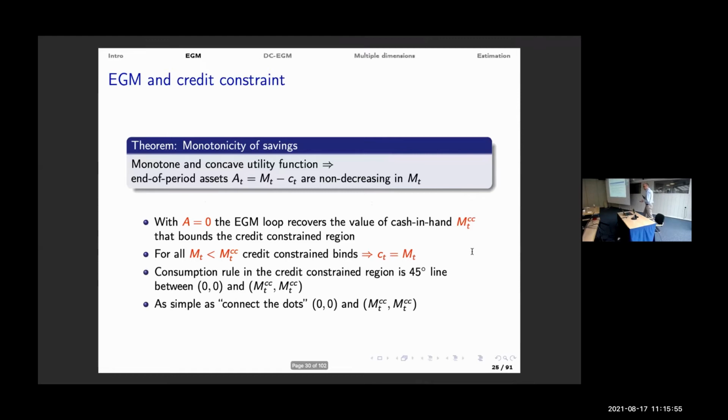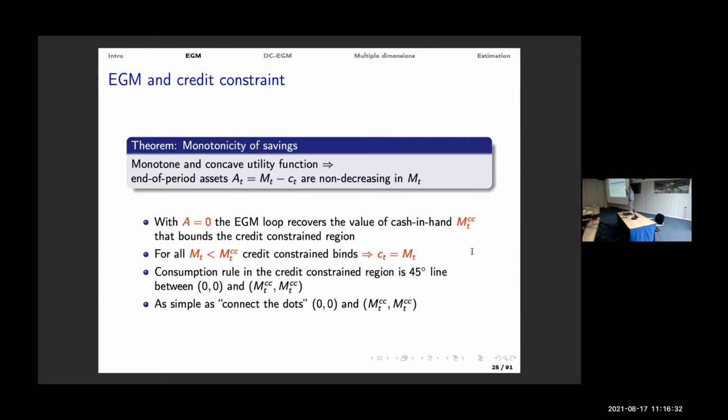All right. So let's talk a little bit more in detail about exactly that. So we can show that if the utility function is monotonic concave, then the end of period assets A is a non-decreasing function of M. And that's very useful. That means that if we run the EGM loop with savings equals 0, so the situation where you've consumed everything and you left nothing for tomorrow, right? But we actually do the EGM loop, so we're using the Euler equation to recover that point of wealth where that would be optimal.